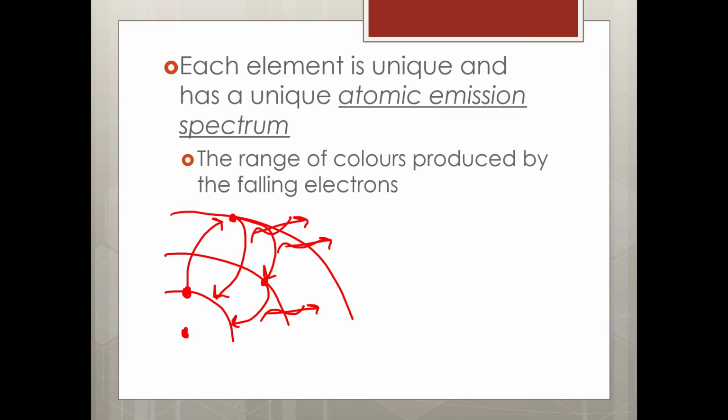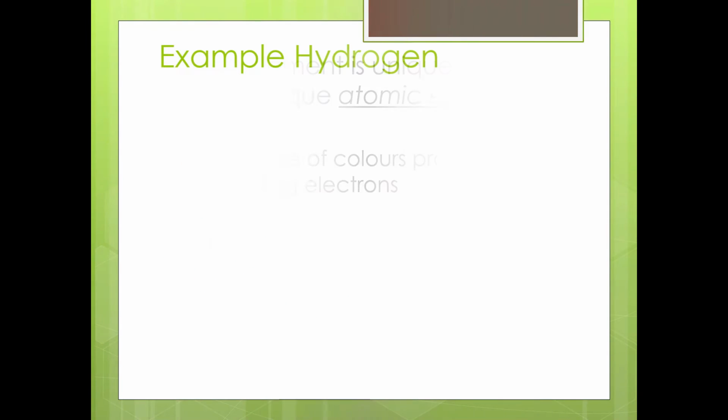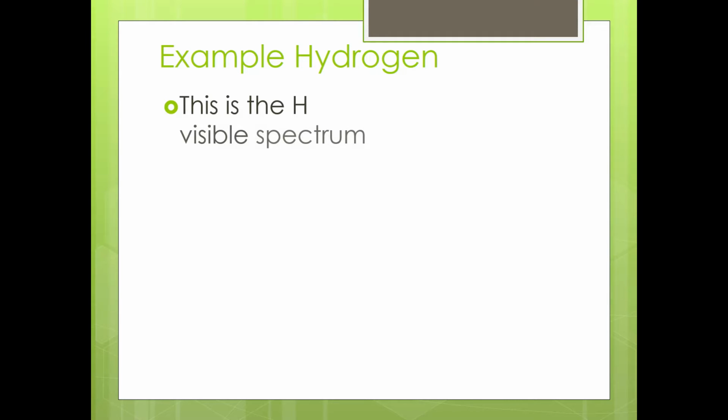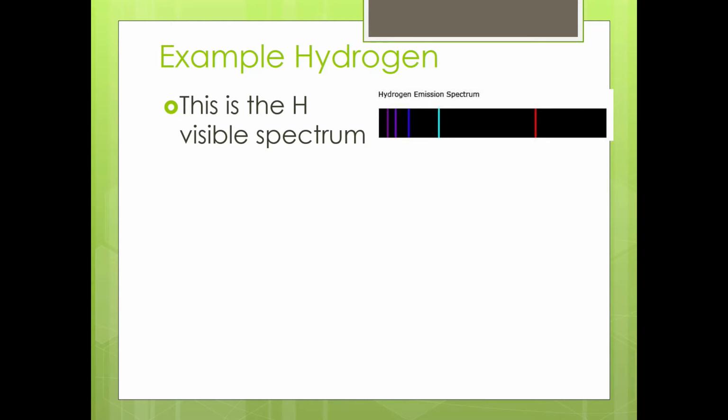To give an example, we'll use hydrogen. So here's hydrogen. The visible spectrum for hydrogen, if we didn't actually have a sample of hydrogen, but if we did, this is the kind of spectrum you would notice. So this hydrogen has 1, 2, 3, 4, 5 lines, very distinct lines.